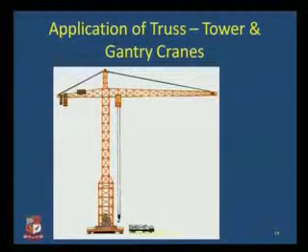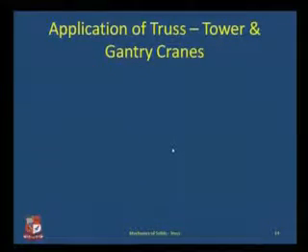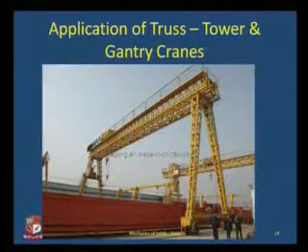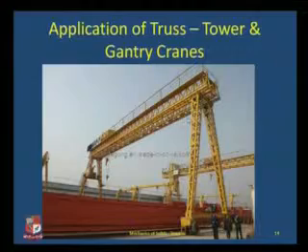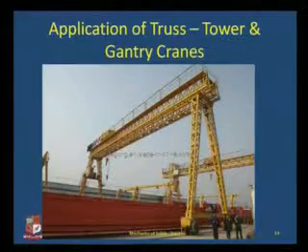Trusses are also used for tower cranes and gantry cranes, as shown in your figure. This is a vertical truss, and you have a horizontal truss attached to the vertical truss, used to carry heavy loads over a large distance and height. Then you have gantry cranes which carry large loads. Again, you have a truss in the horizontal section and in the vertical section both, which you can see here.